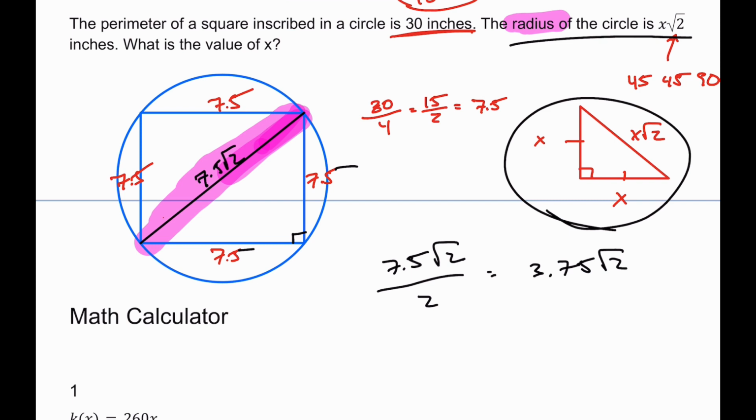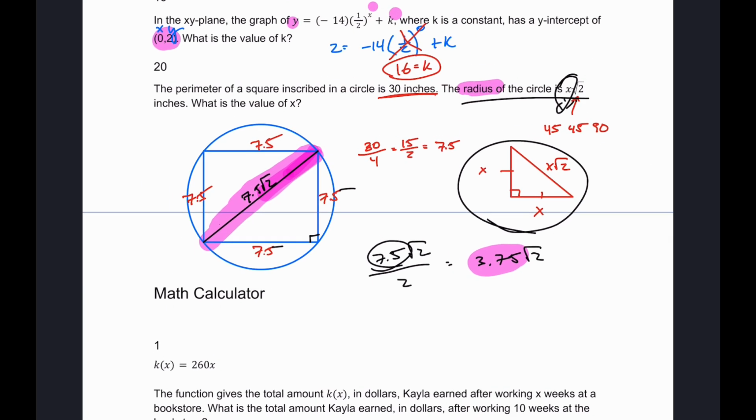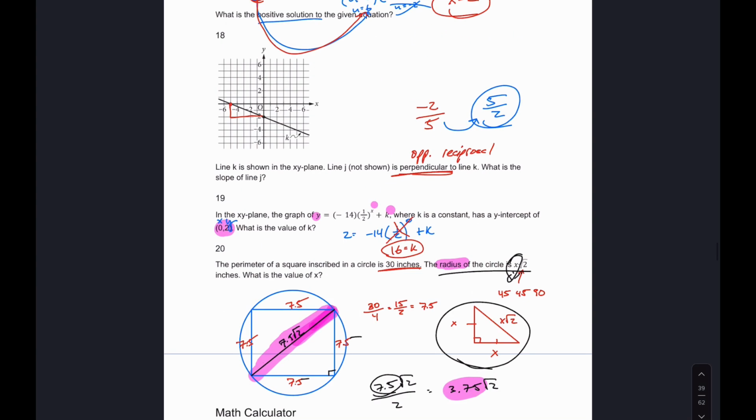3.75 root 2. Really, what's half of 7.50? 3.75. And I think that's what I would submit as my answer for x. What is the final answer? The final answer is 3.75. Bang. That's not such a bad non-calculator section.